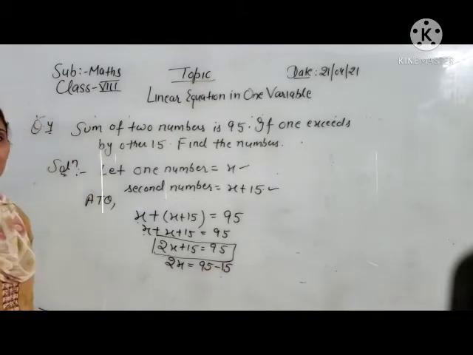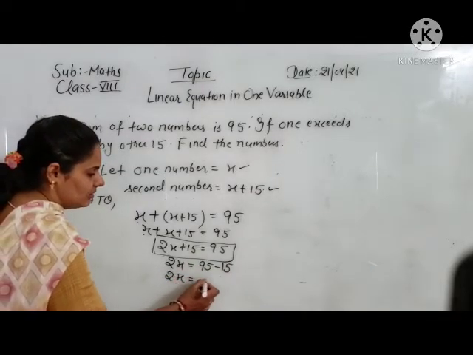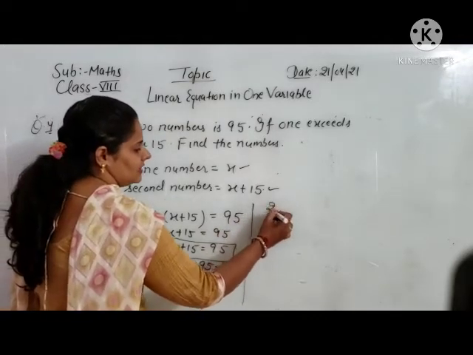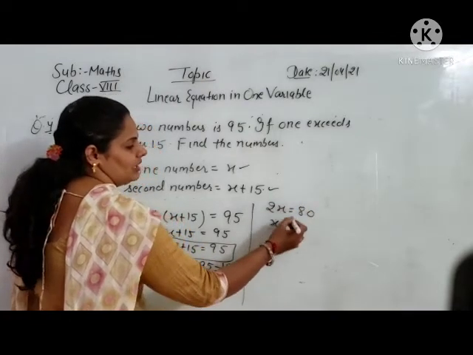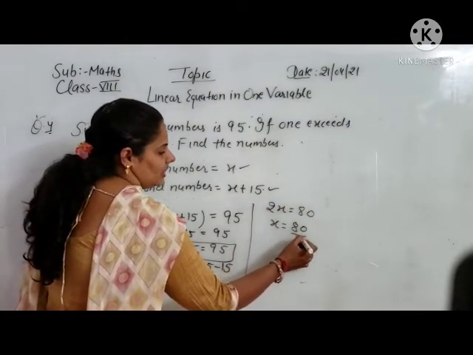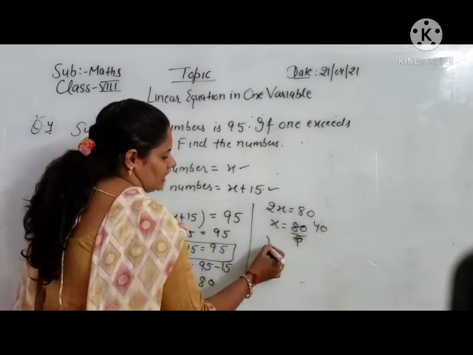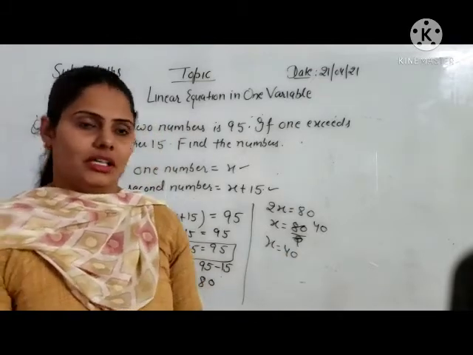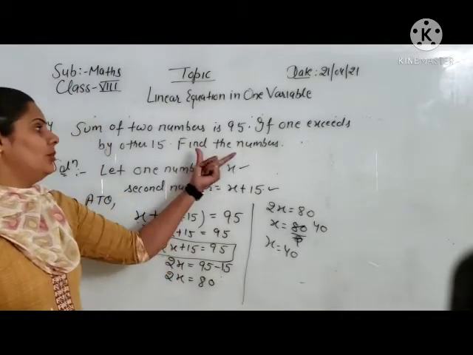So it will come in subtraction. 95 minus 15. So 2x is equal to 80. Now if 2x is equal to 80, so what will be the value of x? 2 you will take right hand side again. So it will come in division and 2 4s are 8 and 0. So what is the value of x? You can say x will be equal to 40. What is the value of x? 40. Now you have to find out both the numbers.